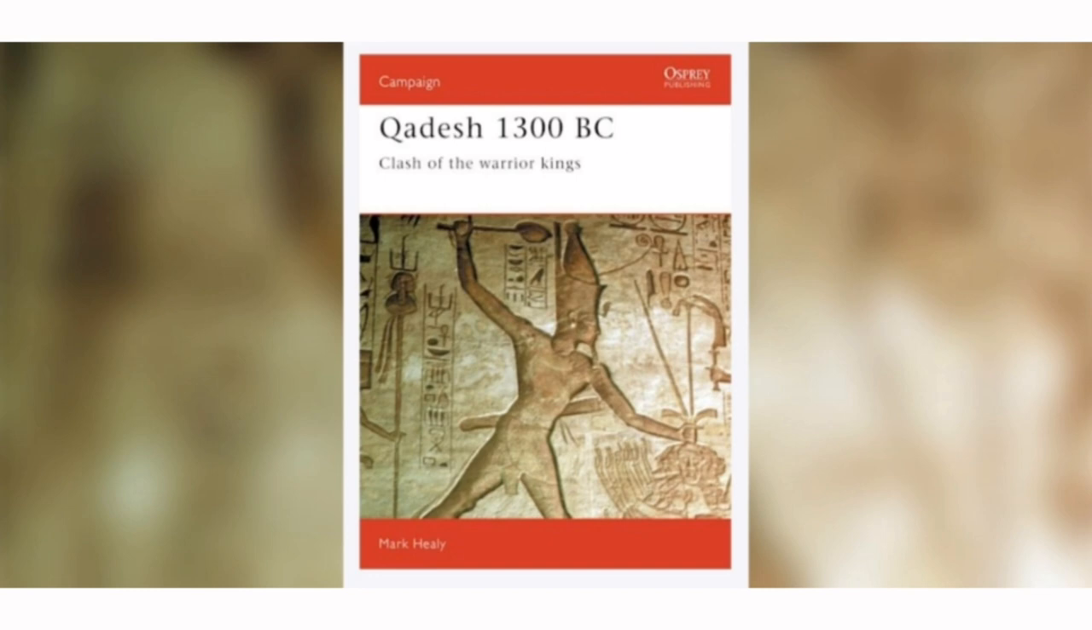3,000 years ago, a battle took place to determine the fate of the then civilized world. Kadesh, 1300 BC, clash of the warrior kings. The king of the Egyptians, Mizraim in the Bible, against the king of the Hittites.